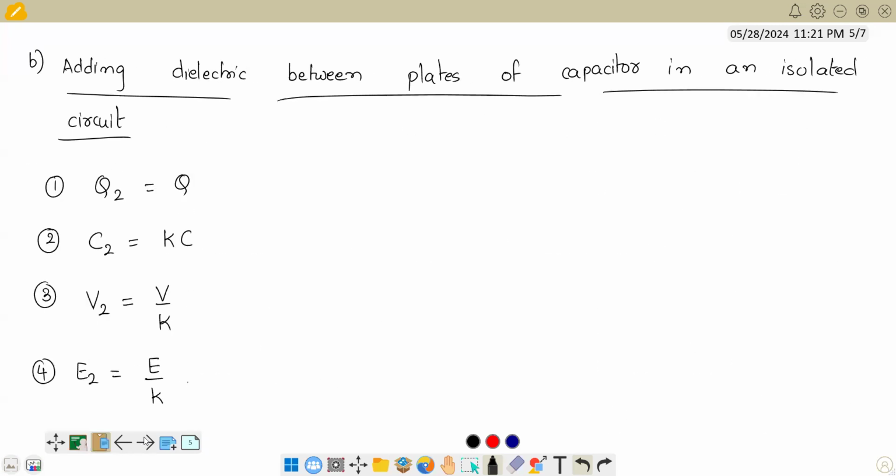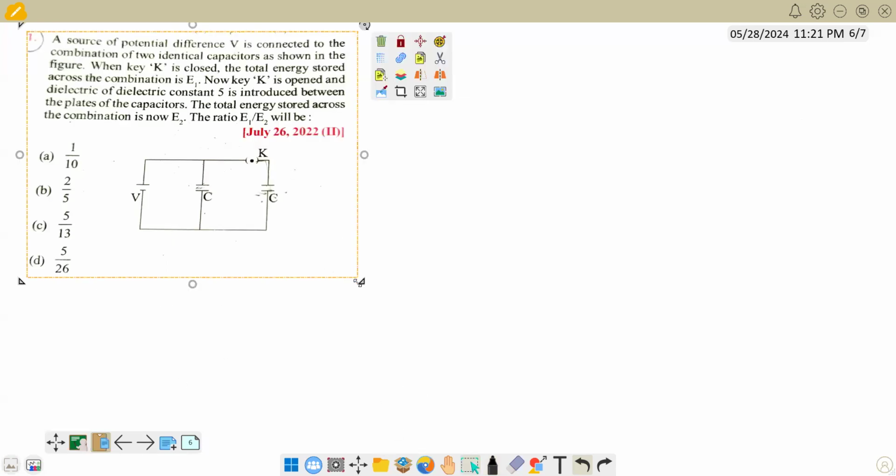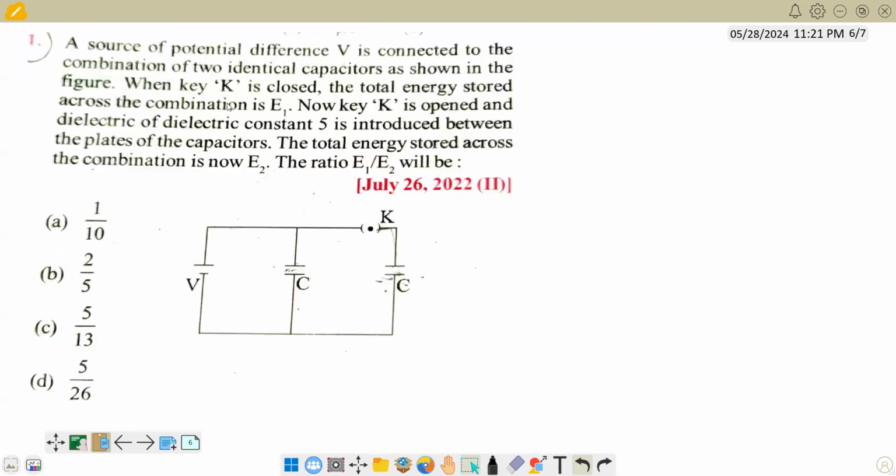Now let us look at a sample problem based on this. In the sample problem, a source of potential difference V is connected to the combination of two parallel plate capacitors. This voltage V is connected when the switch is closed. So originally our switch was closed. Once the switch was closed, what is the voltage this capacitor will acquire? It is V, because it is in parallel to this. This is also in parallel to this.